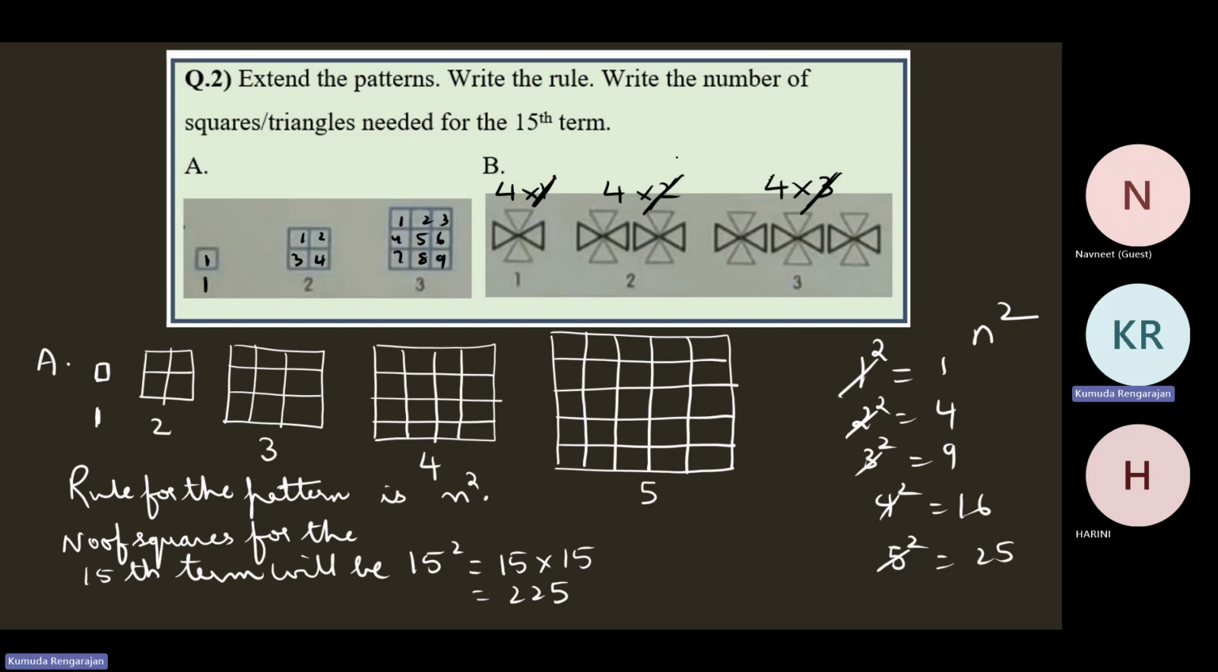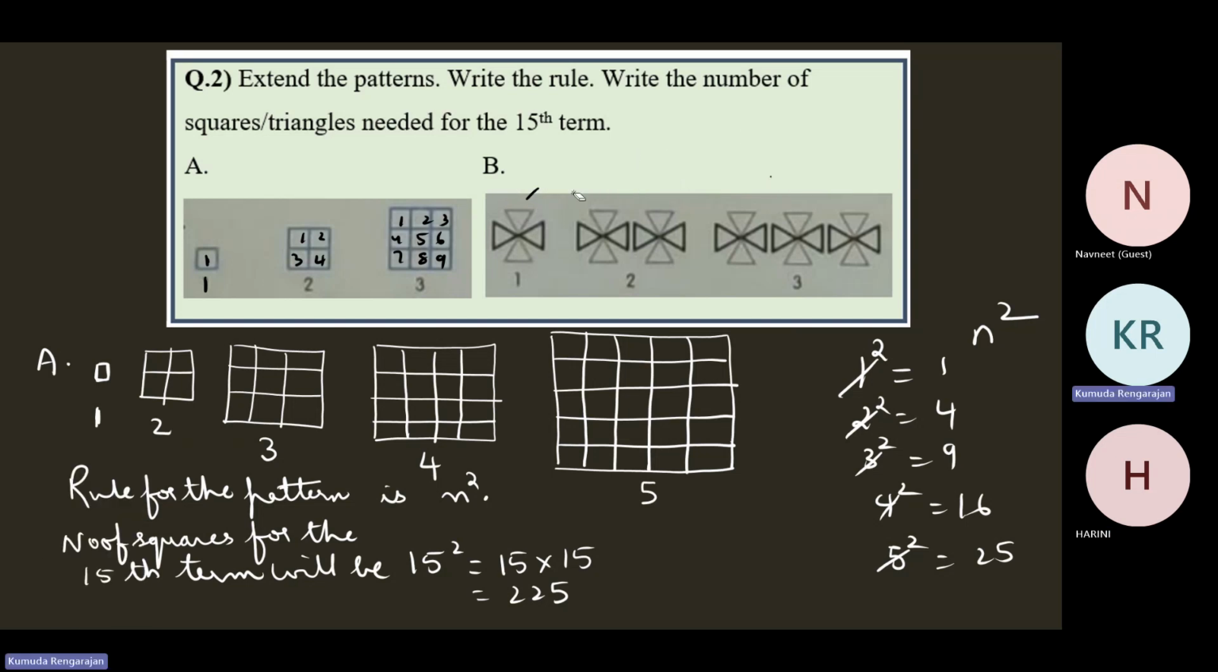So what will be the rule for this pattern, Harini? Ma'am, N square 4. No. See here, this is the rule. 4 into 1, 4 into 2, 4 into 3. Take away 3 and just write N. So what is the rule? 4 into N. That's all. 4N. Take away 1, 2, 3. 4 into N. Yes, ma'am. 4N.